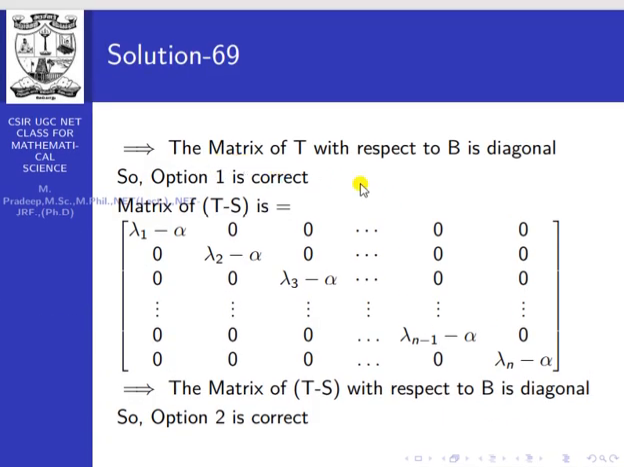So the matrix of T with respect to B is diagonal. So option 1 is correct.